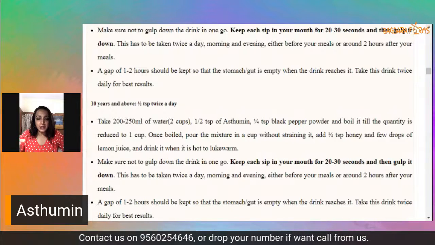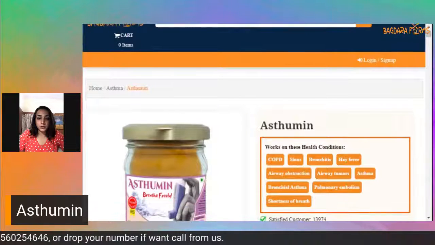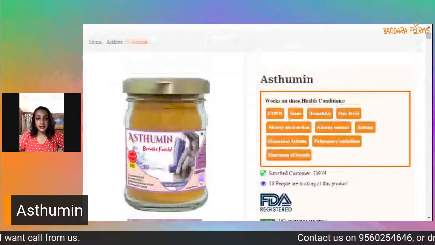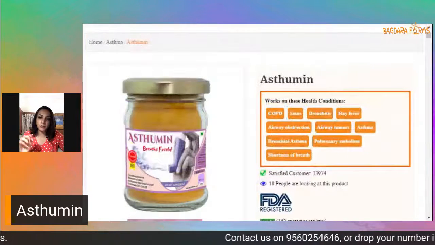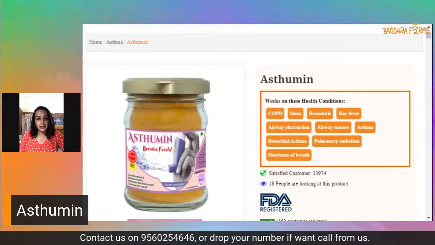And this is your turmeric tea. Your turmeric tea is prepared for problems of sinus. Now how do you drink it? You drink it like you take your tea or coffee. Take each sip, keep it in your mouth for 15 to 20 seconds, then gulp it down.